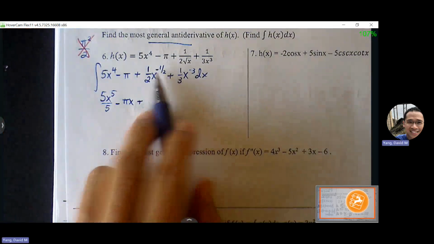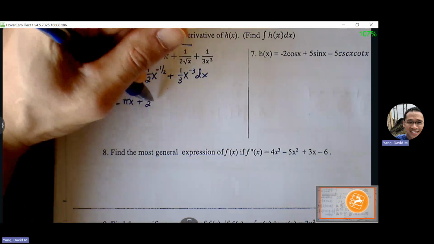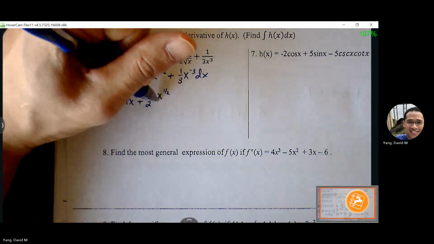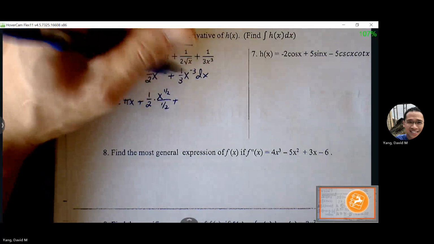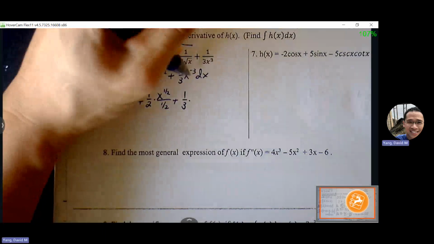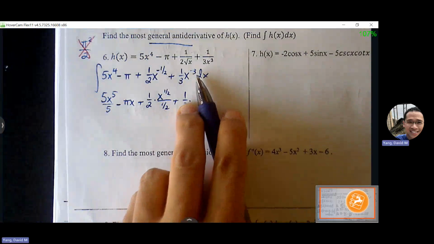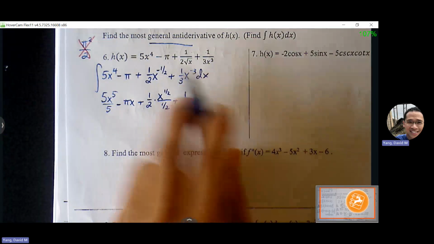Okay, we add 1 to the exponent, keep that 1/2 in front. Keep the 1/3 in front, add 1 to the exponent. Careful, this doesn't become x to the negative 4, right? We're adding 1, so negative 3 plus 1 is negative 2.